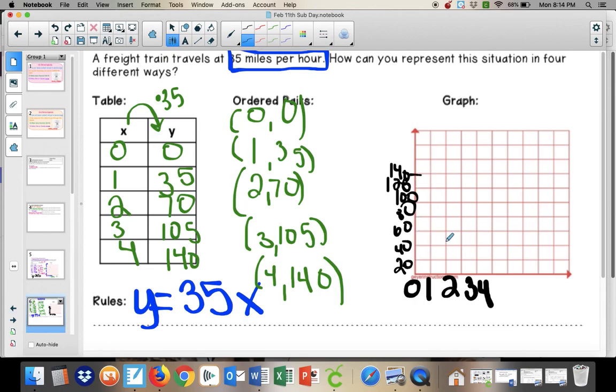This is my highest. Okay, so at 0, I'm at 0. 1, I'm at 35, so just below that. 2, I'm at 70, so right in between. 3, 105, just above. And 4 at 140. And there you go. You have taken a situation, you have put it into a table, you have put it into a rule, and you have put it into ordered pairs.